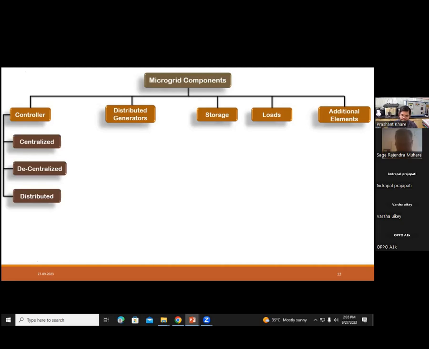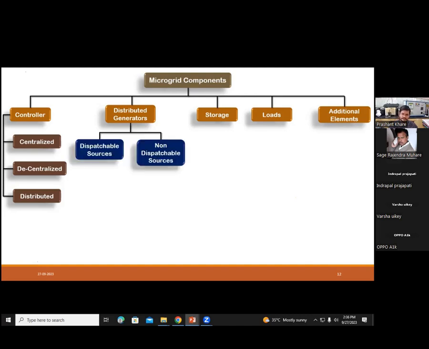The controller can be centralized, decentralized, or distributed. Centralized controller means your microgrid has one centralized controller. That controller will collect data from all the DERs and loads, process that data, and generate the reference signal for the utility. Decentralized means there is no centralized controller. Every DER and every load has its own controller. It collects the data, processes it instantaneously, and generates the command for that particular utility. Distributed means we have both localized and centralized controllers. Some of the work is done by the localized controllers and some by the centralized controller.